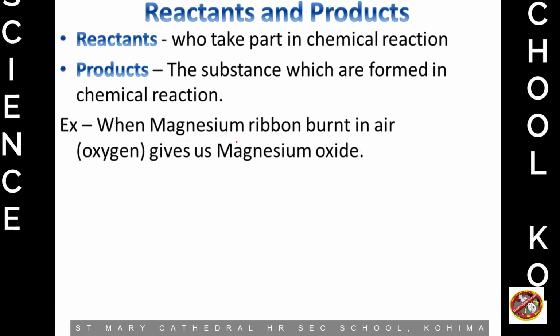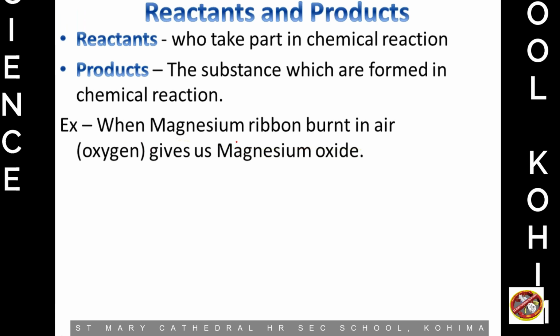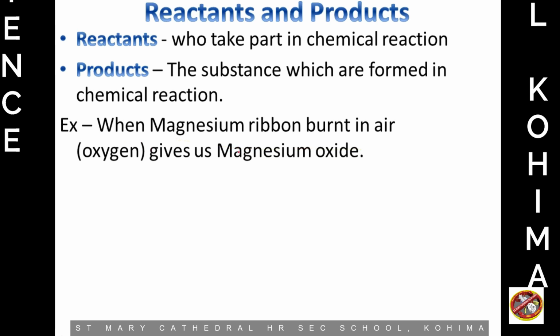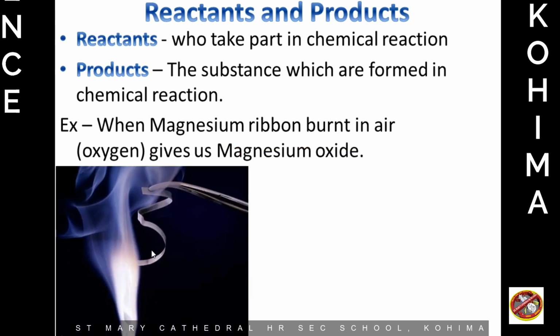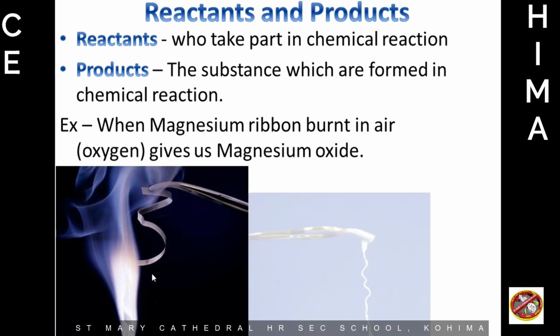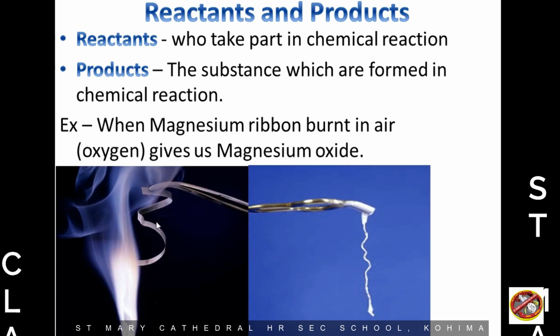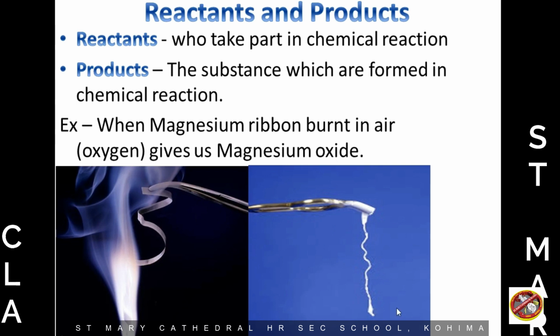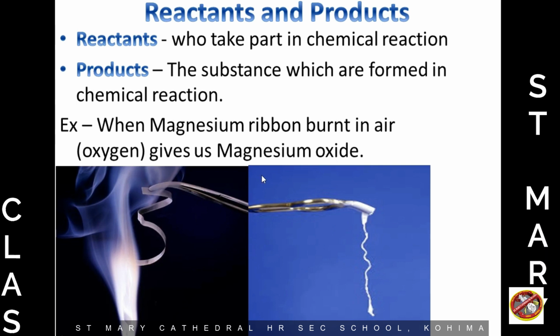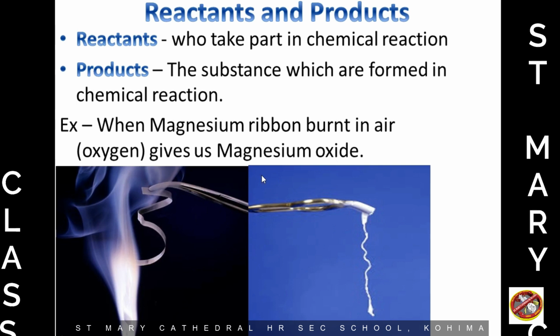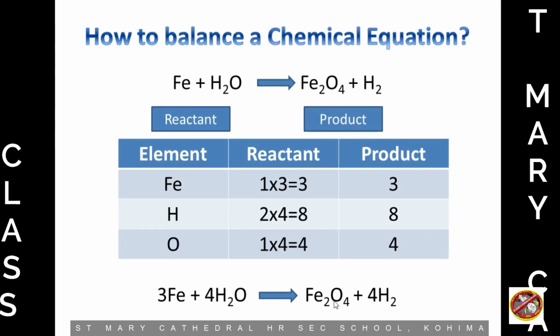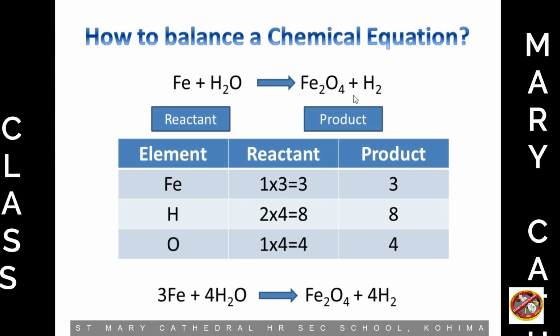This example we are supposed to do in our practical exam, but since we are in lockdown we will not be doing it, but here I will show you how it is done. A ribbon has been taken, after burning it you will see that white residue forming. This ribbon is what? Magnesium ribbon, which has been burned in the presence of air, oxygen, that gives us this white residue which is called magnesium oxide.